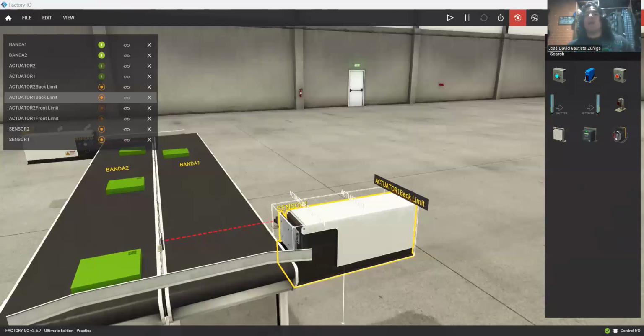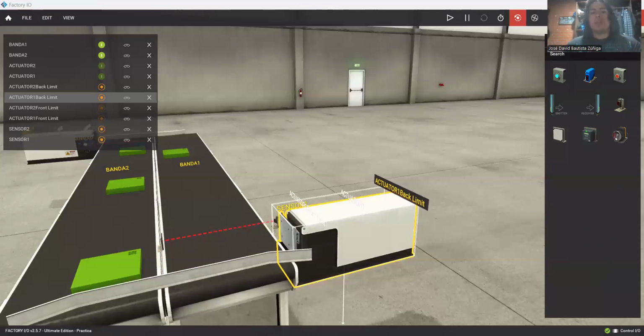Then what is going to happen? When this happens, the box is going to be pushed to the other band, and this is when the front limit sensor of the pusher is going to be activated. When the pusher is doing this forward motion, eventually it's going to reach the front limit sensor, which is going to reset the actuator. So when the front limit sensor senses the pusher, it's going to automatically take it back to the original position, and then the back limit sensor is going to sense that the pusher is in the original position again.